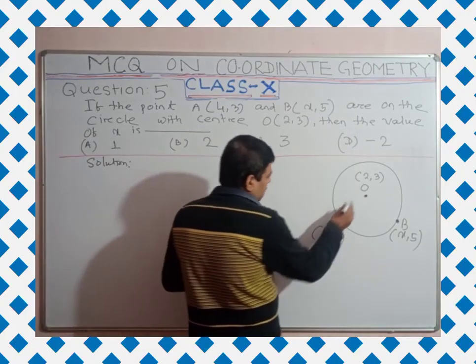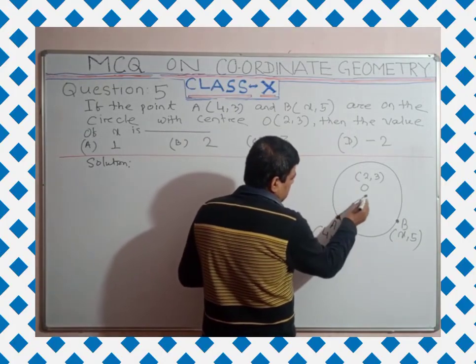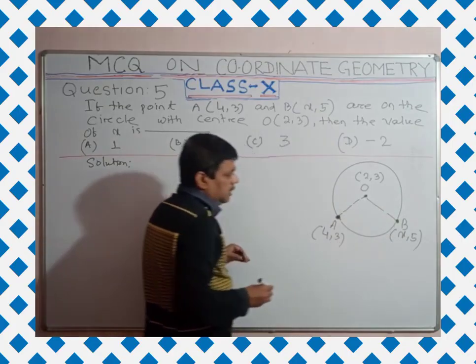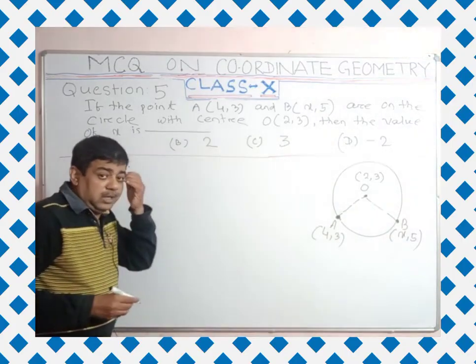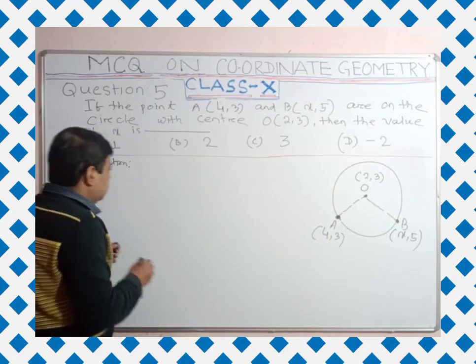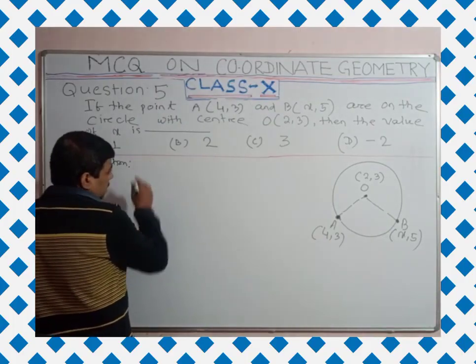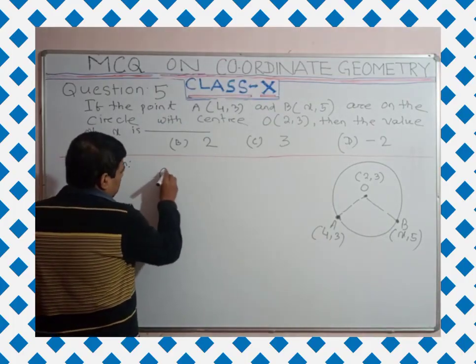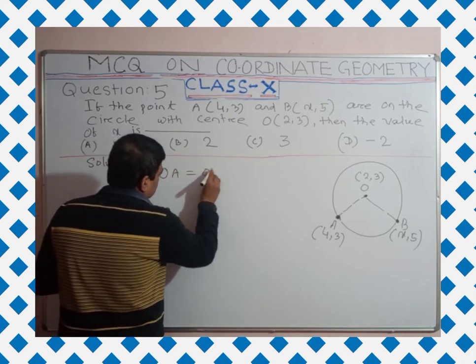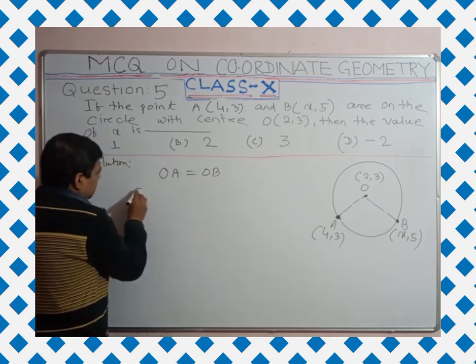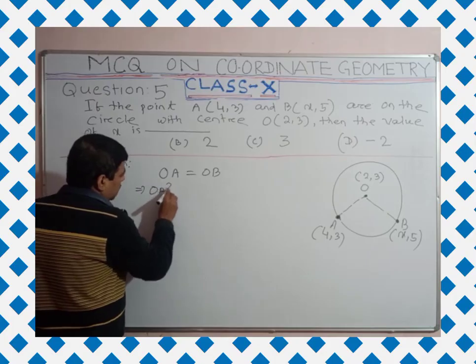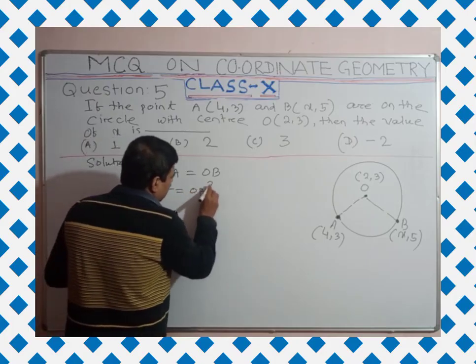Students, you will join this. OA and OB will be the radius. And we know the radii of a circle are equal. Since O is the center of the circle, OA is equal to OB, and that implies OA square is equal to OB square, using the distance formula.